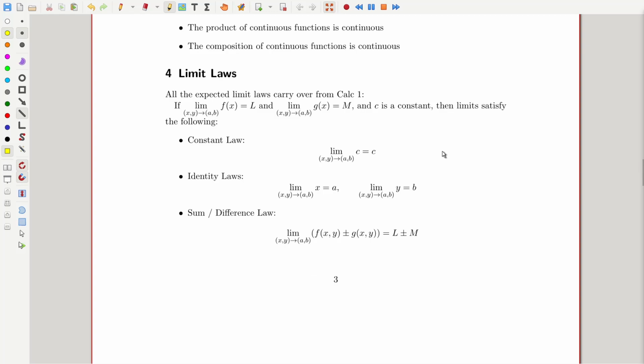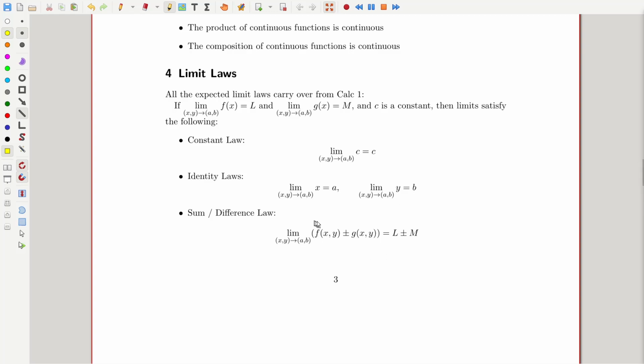Limit laws are also things that you pretty much would expect, and these basically carry over from Calc 1. In all these statements below, the limit is approaching the same point (a, b). The function f approaches the value L. The function g approaches the value M. C is some constant. Then the limit of a constant is a constant. The limits of x and y end up being the values that you're approaching. So the x-coordinate approaches a, then the limit of x is a. The limit of y is b.